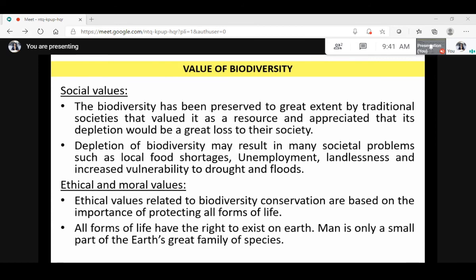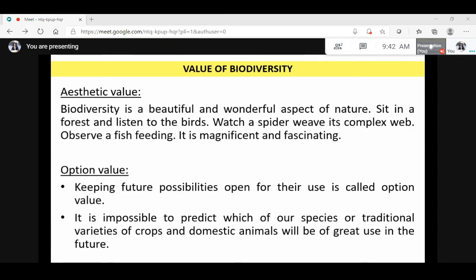They provide cultural, social, aesthetic, and informational services. The non-material benefits people obtain from ecosystems include education, recreation, exploration, and tourism. Biodiversity is a beautiful and wonderful aspect of nature. Sit in a forest and listen to the birds. Watch a spider weave its complex web. Observe a fish feeding, and all these activities are magnificent and fascinating, which gives an aesthetic value.